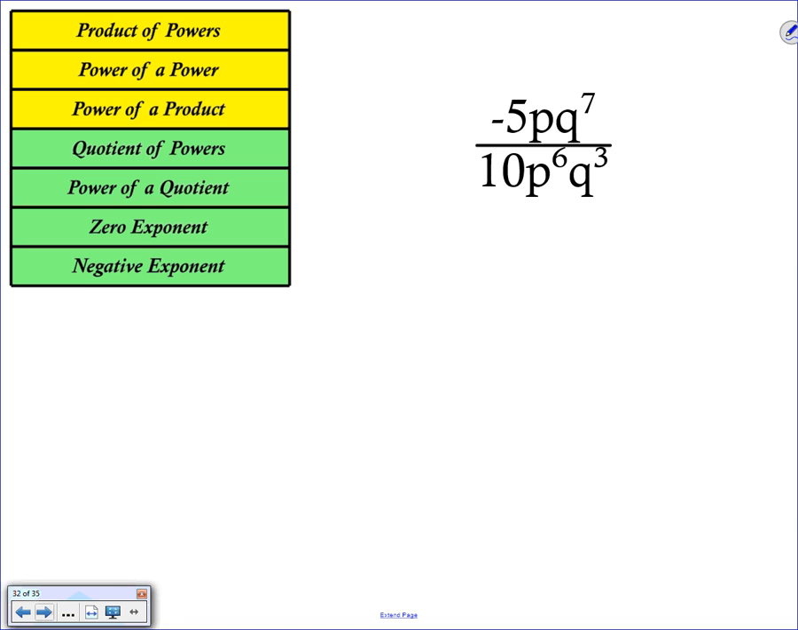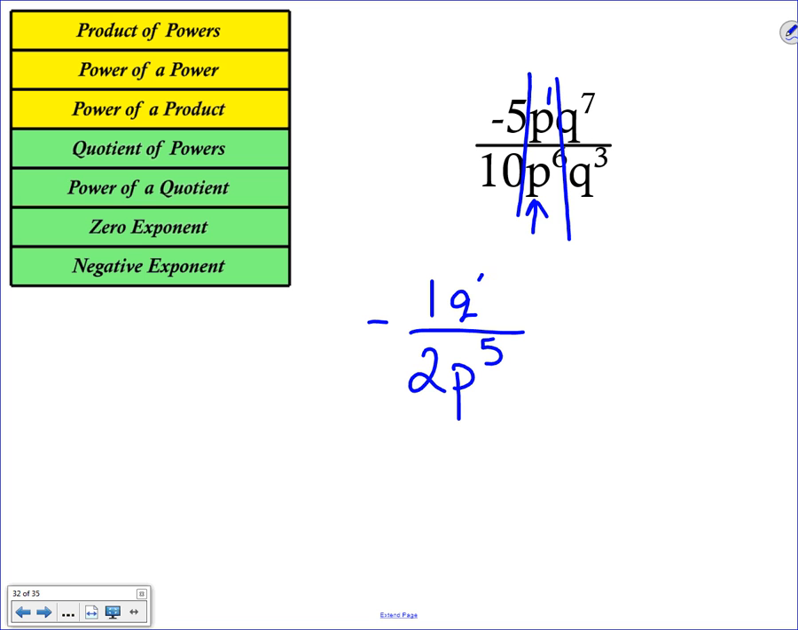Again, take this problem piece by piece. I'm going to start off with the negative 5 over 10. That's negative 1/2. I have p over p to the 6th. This is p to the 1 power. I can subtract the exponents. I'm going to do 6 minus 1 is 5, and there are more p's in the denominator, so p to the 5th is in the denominator. And with the q's, I have 7 over 3. 7 minus 3 is 4. There are more q's in the numerator, so I have q to the 4th power in the numerator.